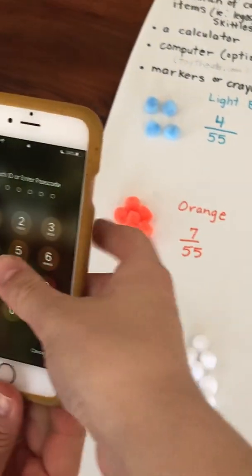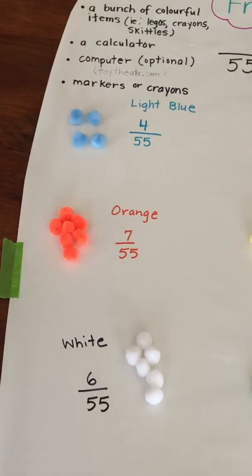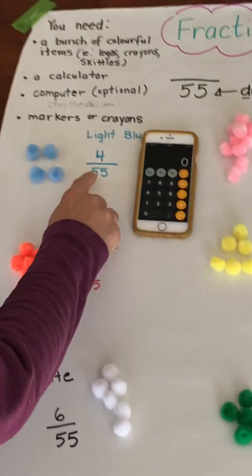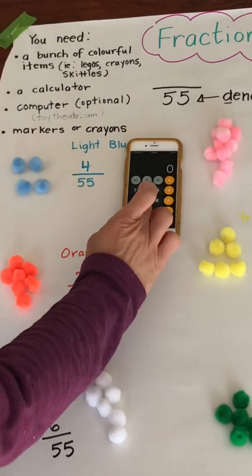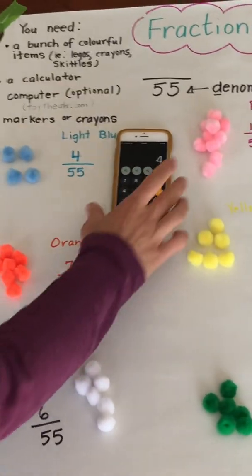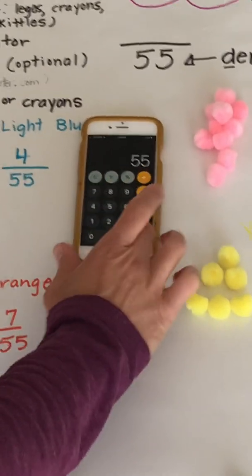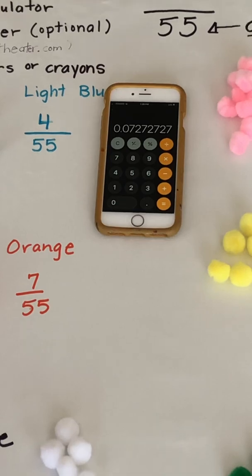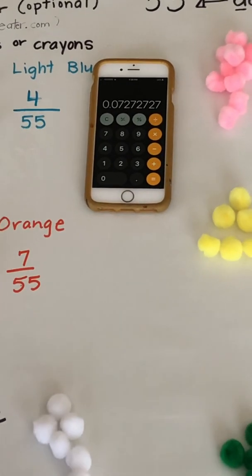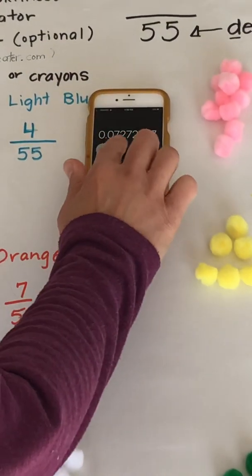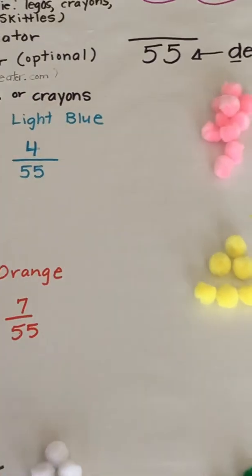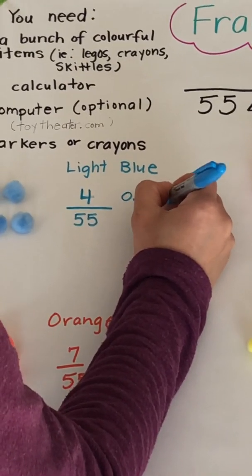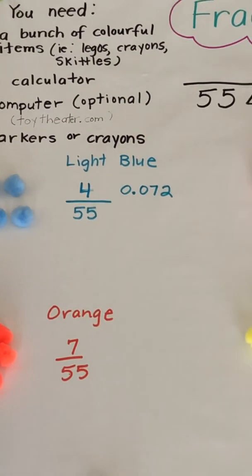So if you want to turn these into percentages, what you do is you take your calculator and there's 4 to 55. So I go 4 divided by 55 is, I'm going to write the decimal. So it's 0.072. Okay, that's the decimal.